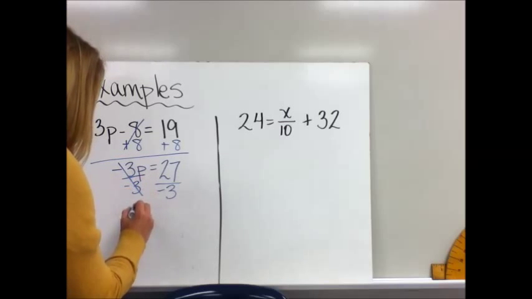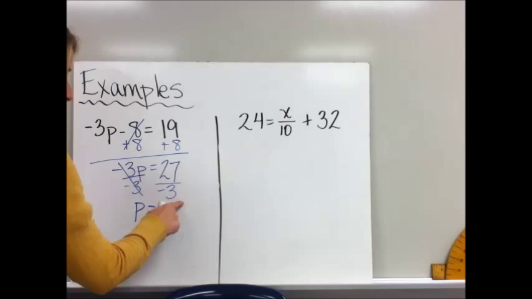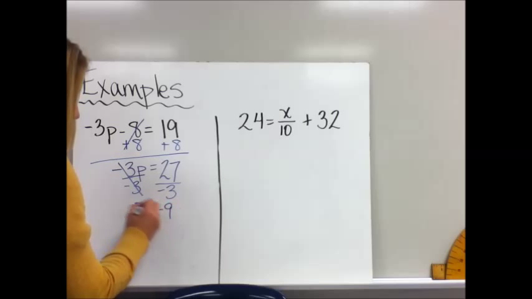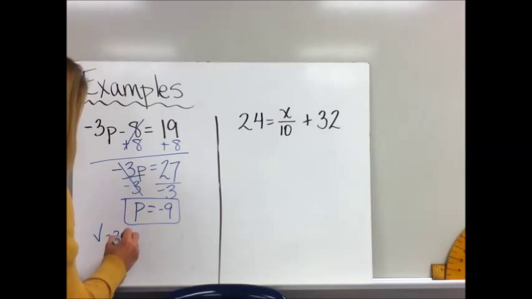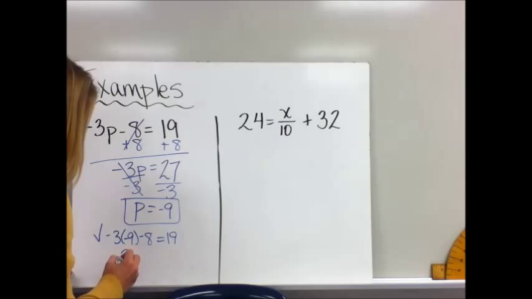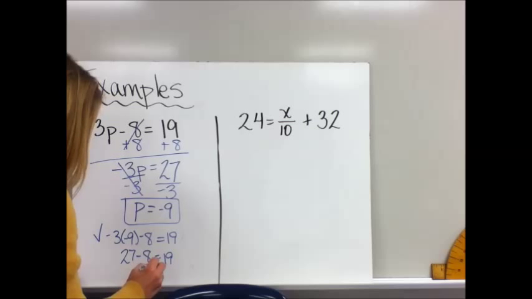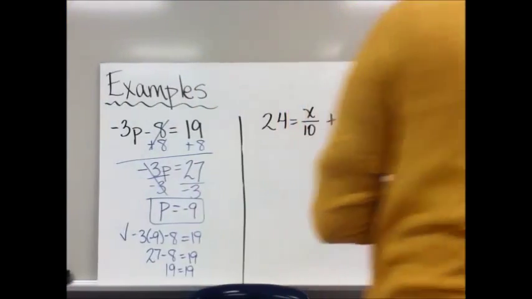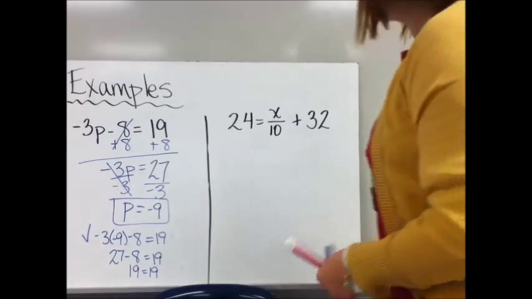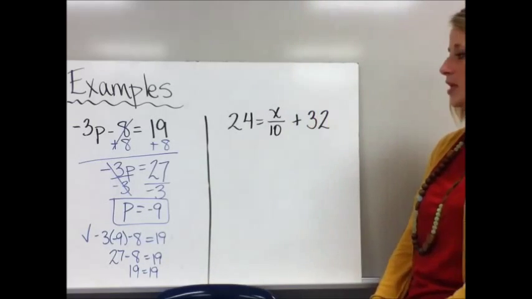Cancels here. So P equals 27 divided by negative 3, which is negative 9. I'm going to check this in my head. Negative 3 times negative 9 minus 8, I'm going to see if that equals 19. Negative 3 times negative 9 is positive 27, and then 27 minus 8 is 19. So that checks out. Coming over to the second one, I have 24 equals x over 10 plus 32.